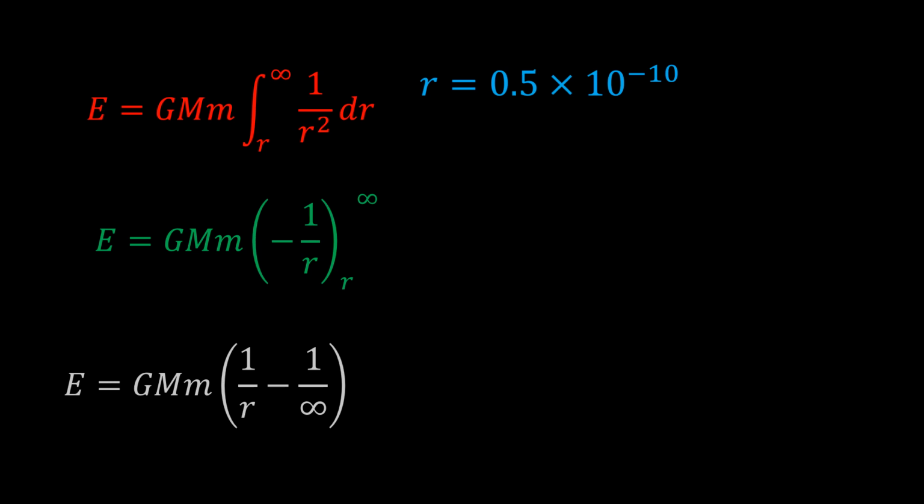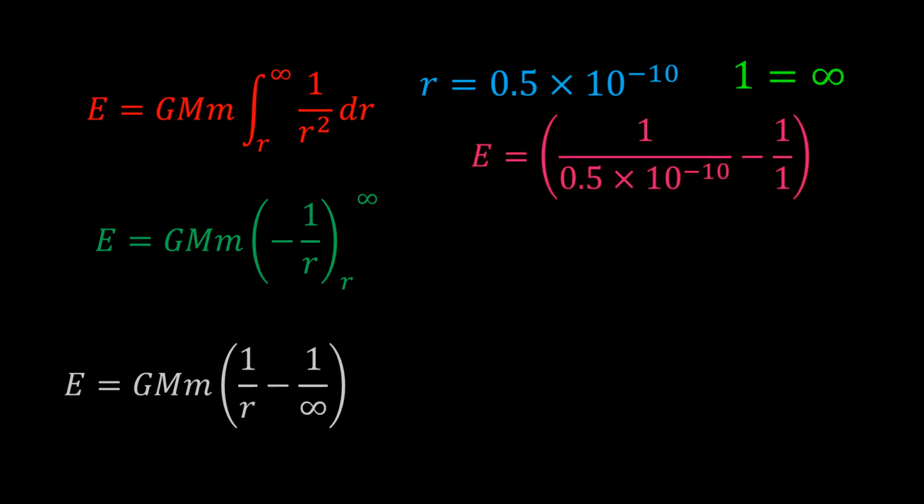Imagine an electron is like 1 meter away from its nucleus. 1 meter is an infinity for this situation. So let's sub that in the equation. We have 1 over 1, which is 1. So you see that subtracting 1 from 20 billion will not produce any significant change. So we can calculate the electron's energy to very high precision by treating infinity this way.